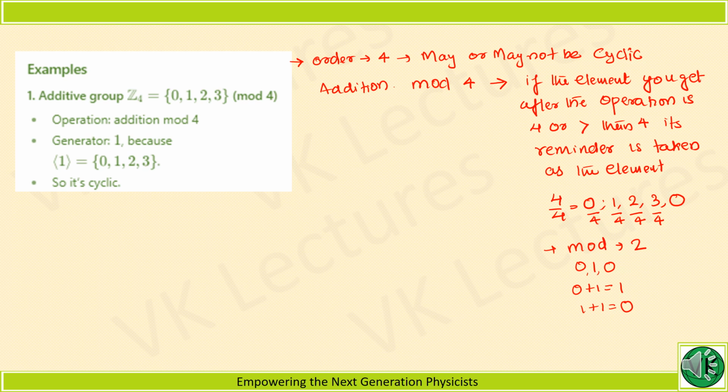Now here we have a generator. It will be cyclic only if it has a generator. If the generator is 1, you add 1 to 0, you get 1, and then add 1 to 1, you get 2, and from 2 you add 1, you get 3, and after that again it will go back to 0. So it becomes a cyclic group. So this is an example of an additive group with order 4, which is a cyclic group. Okay.